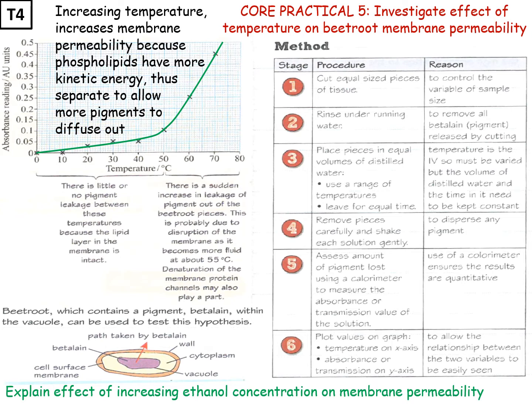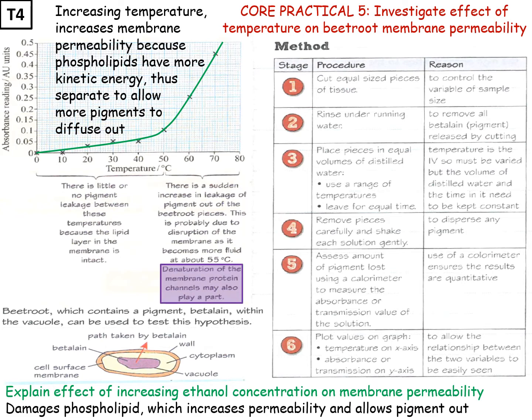Explain the effect of increasing ethanol concentration on membrane permeability. Ethanol has a similar property where it also damages phospholipids, and that increases the permeability and allows pigments to go out.